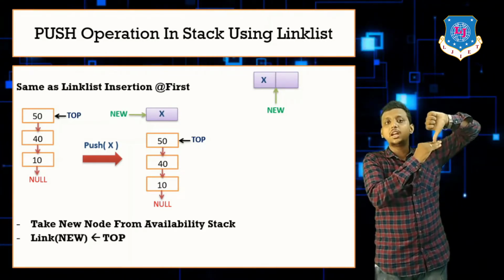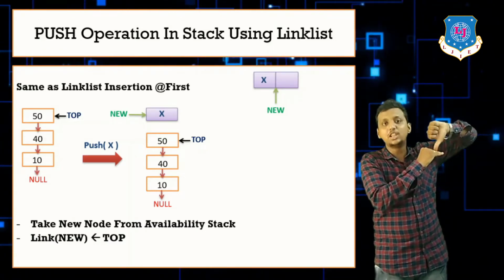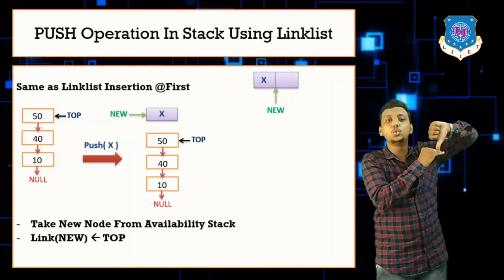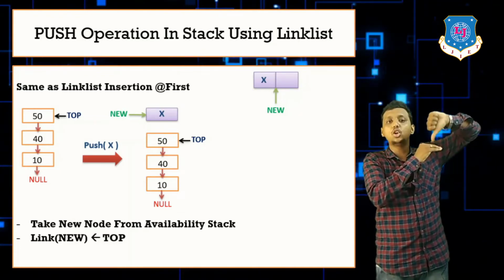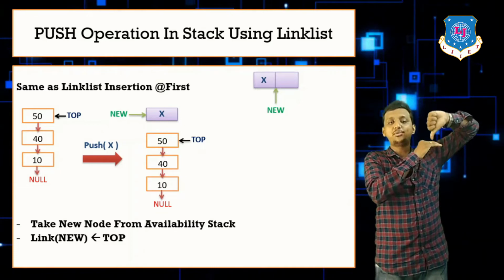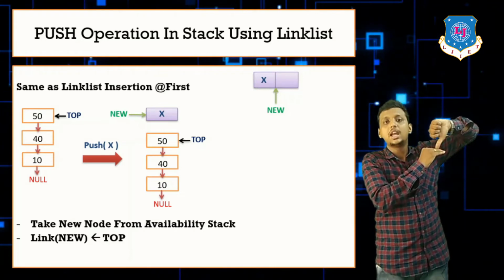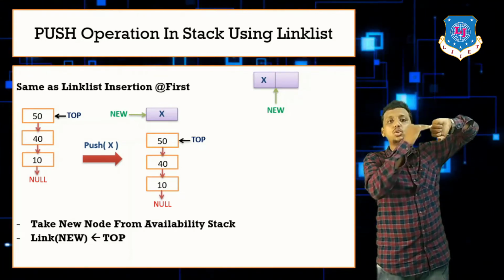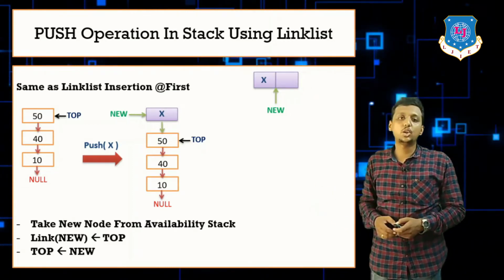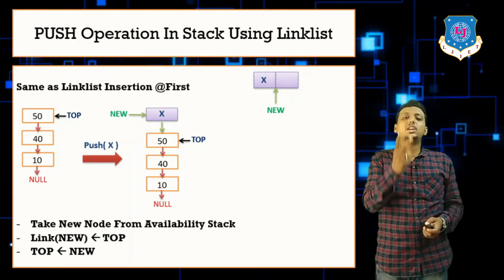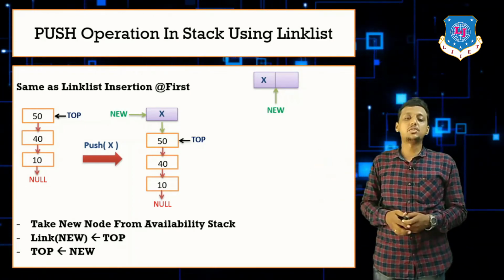Link of X is connected to top, but here the value is X, and the node name is new. So we need to write link of new arrow top. Now after linking new to top, which one becomes our topmost element? New. So just move top to new. The second step is move top to new. Here it is, top arrow new. So with only two single steps you can perform the push operation using linked list.